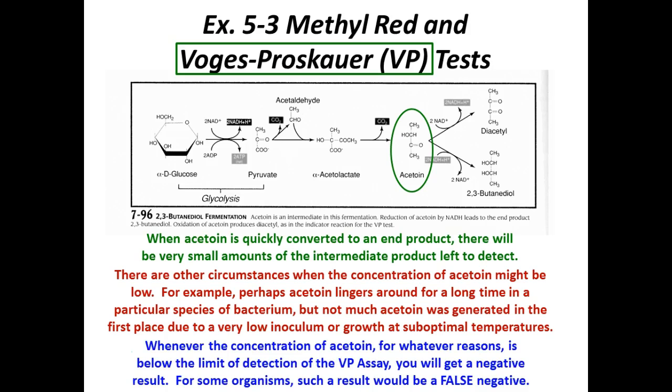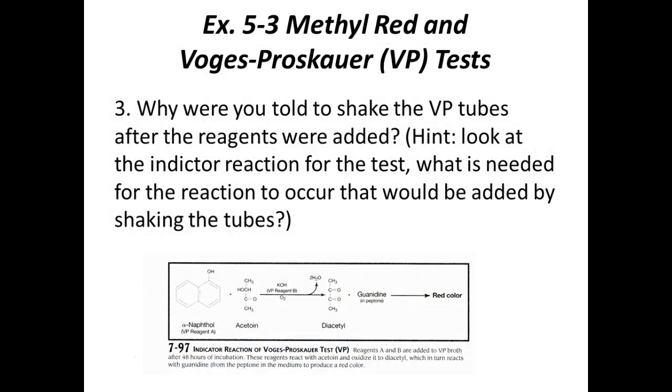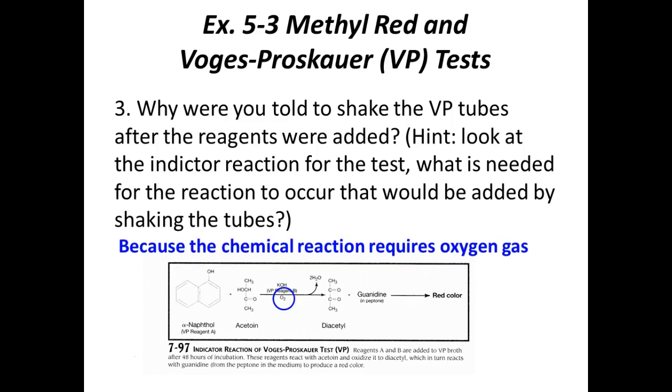Whenever the concentration of the acetonin, for whatever reason, is below the limit of the detection of this test, right, this is when you'll end up with false negative results. So why were you told to shake the VP tubes after adding the reagents? One, to mix, but more importantly, to add the oxygen, which is required for this reaction to happen.